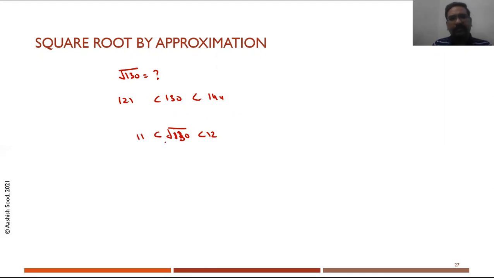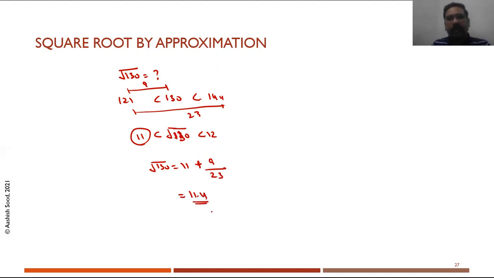Again, just like the previous case, root 130 is the smaller square root 11 plus this gap 9 upon this gap 23. So 11 plus 9 by 23, which can be approximated to 11.4. And that's a good enough approximation to be going on with. Hope this method is clear to everyone.